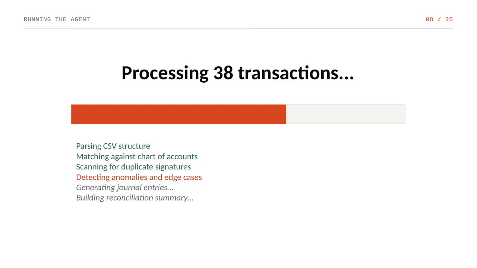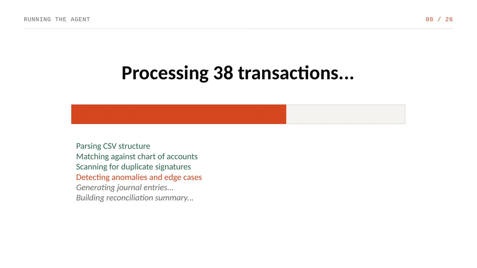Here's what the agent does once you hit run. Parses the CSV structure, matches every transaction against your chart of accounts, scans for duplicate signatures, same vendor, same account, narrow time window, detects anomalies and edge cases, generates the journal entries, builds the reconciliation summary, all of that in just 60 seconds.